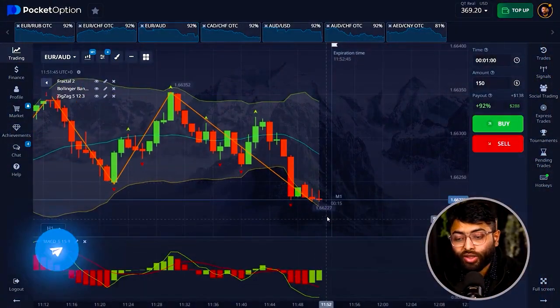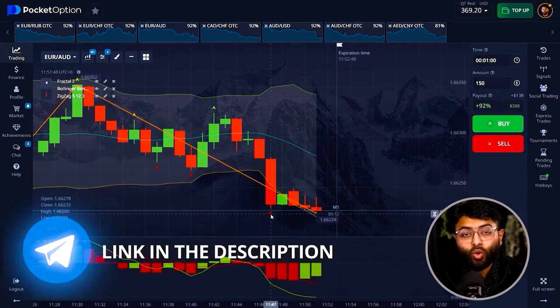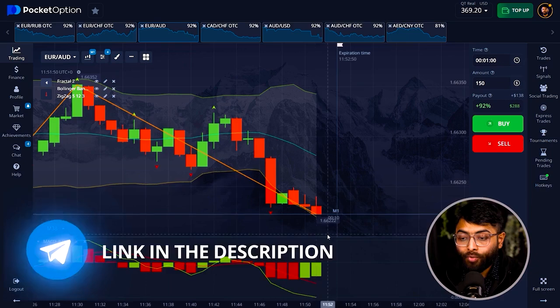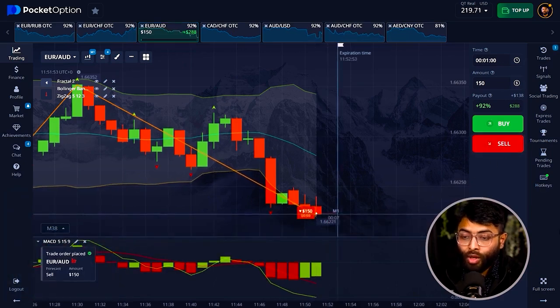Then I took another trade, where you can see the strong bearish trend in the Euro Australian dollar market, where I got in with $150.